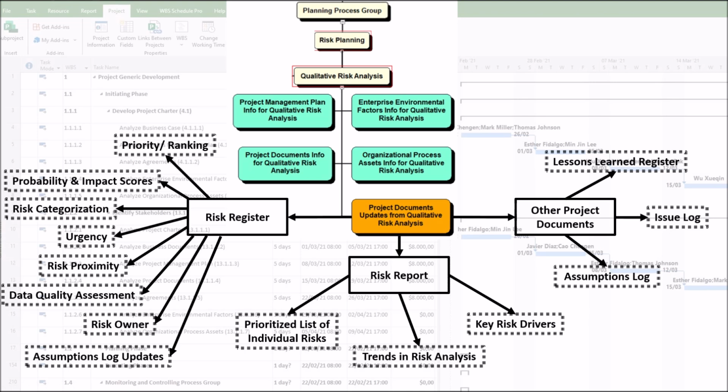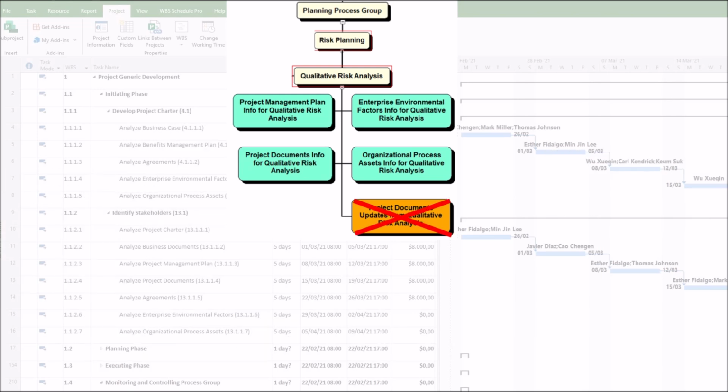Lessons learned register. You reference past projects to improve your probability impact assessments. You then update it with the effectiveness of your current qualitative analysis process. How can a poor project documents updates output harm the Perform Qualitative Risk Analysis process? This gets to the heart of how project management processes are interconnected.